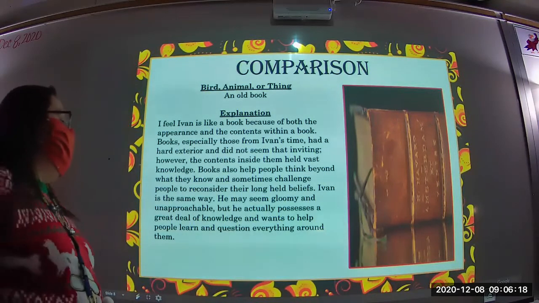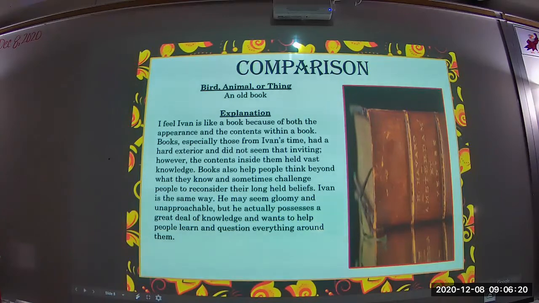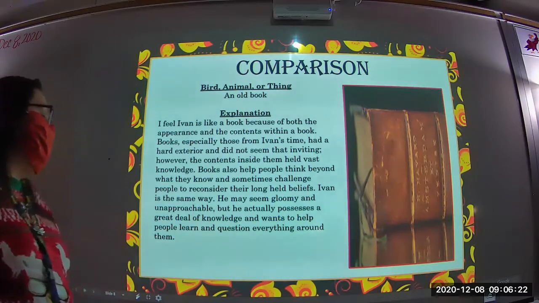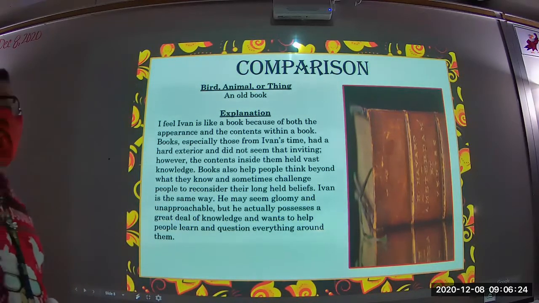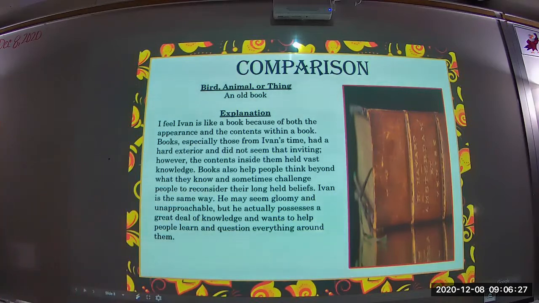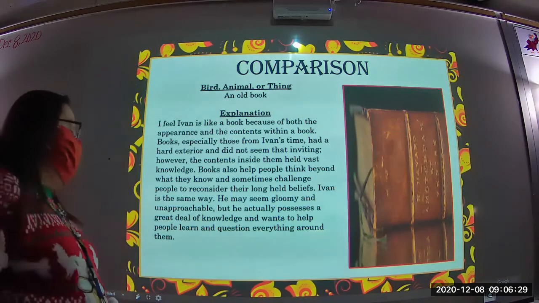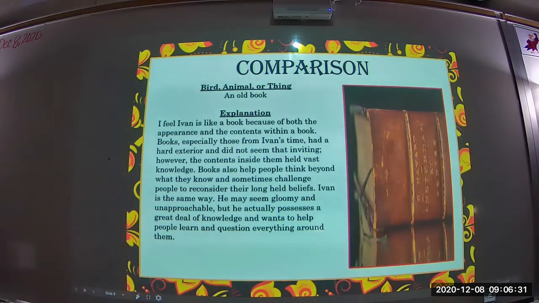Books also help people think beyond what they know and sometimes challenge people to reconsider their long-held beliefs. Ivan is the same way. He may seem gloomy and unapproachable, but he actually possesses a great deal of knowledge and wants to help people learn and question everything around them.